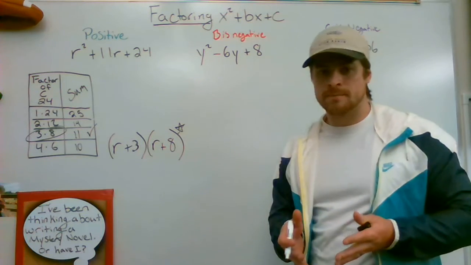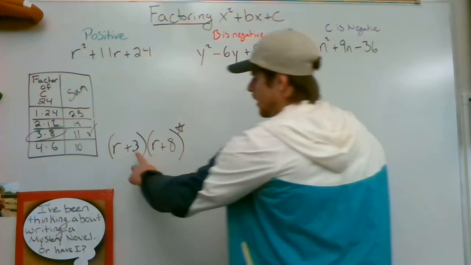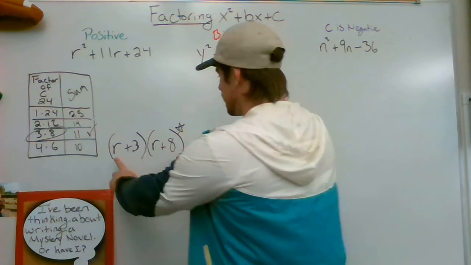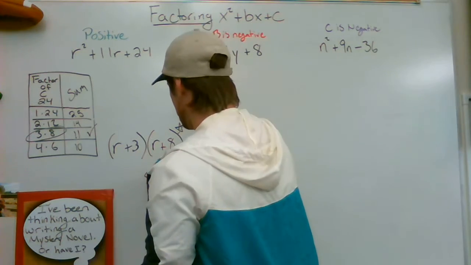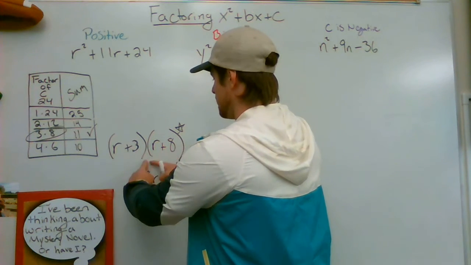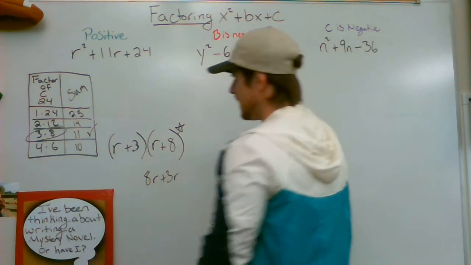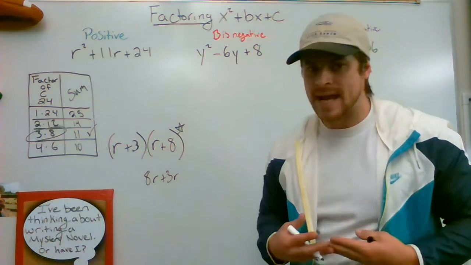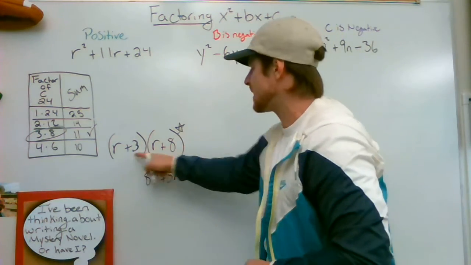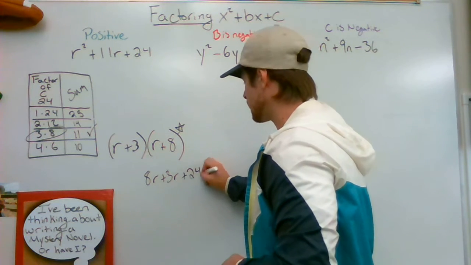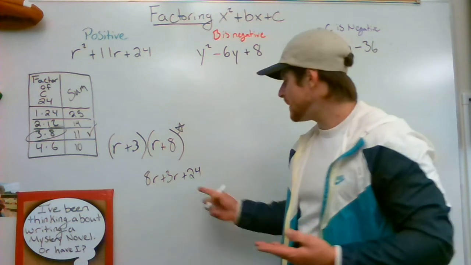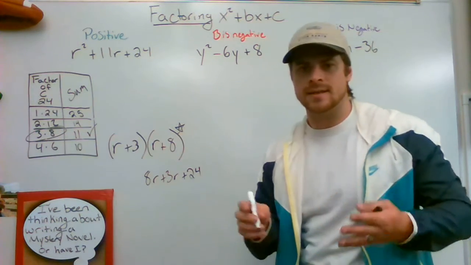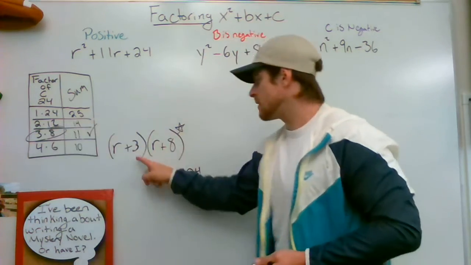Now, why does that work? Well, let's go over that fairly quickly. If I do first, r times r, I'm going to get r squared. If I do outside, I'm going to make 8r. If I do inside, I'm going to make a 3r. And then if I do my last, those last terms are always going to multiply together. They don't have a variable attached to them, so they're going to make your constant. 8 times 3 makes the 24 that we're looking for. Now, why did I make the 11 with the 3 and the 8? Because they added together. I found that those two would add together and make the 11. I could have put a 2 and a 12 down, 2 and 12.